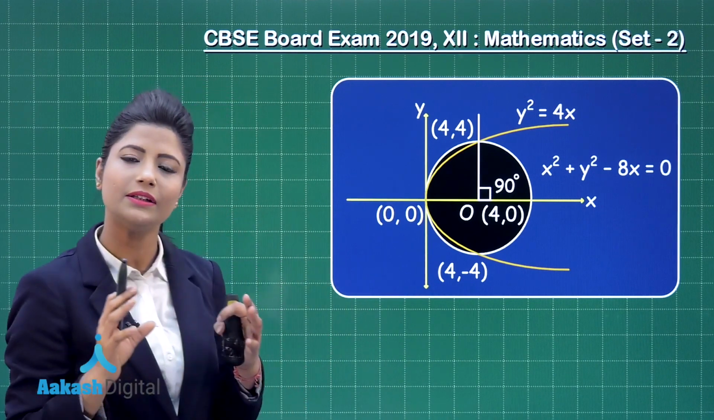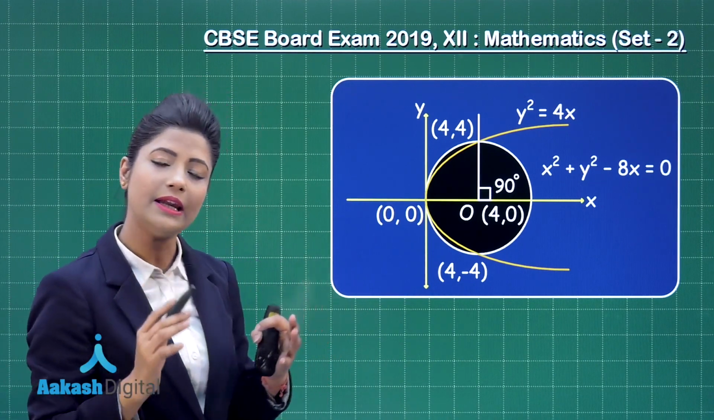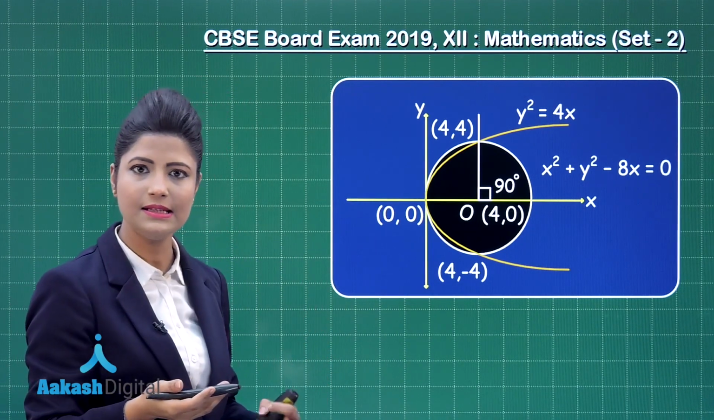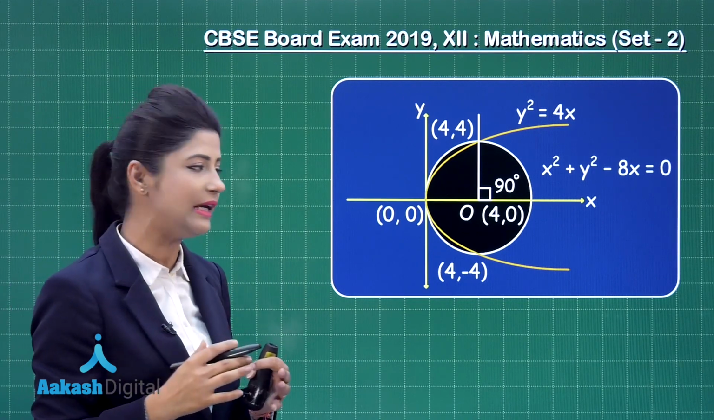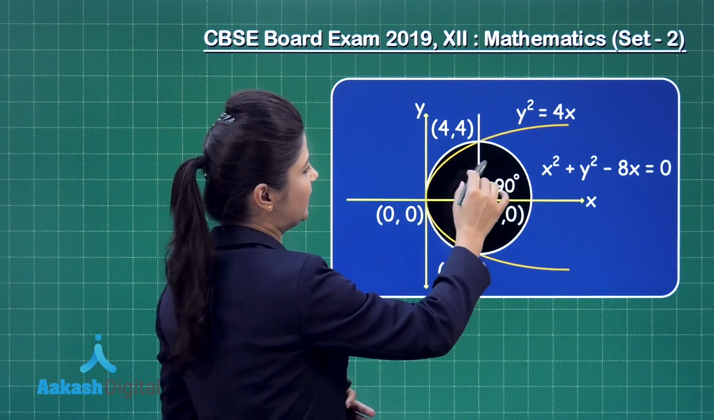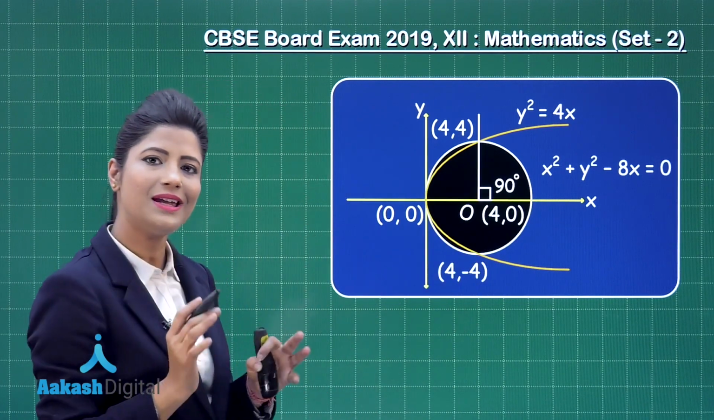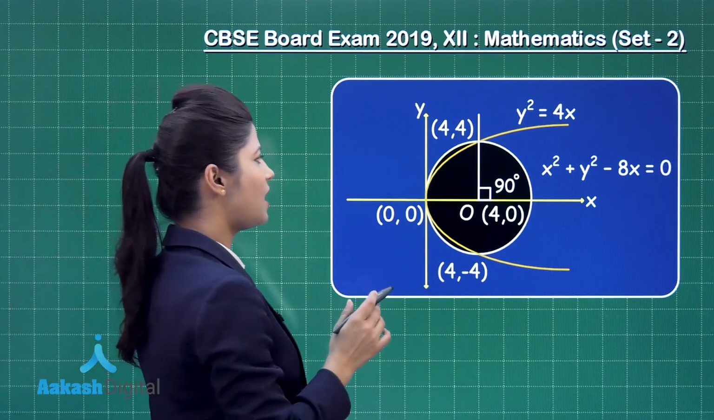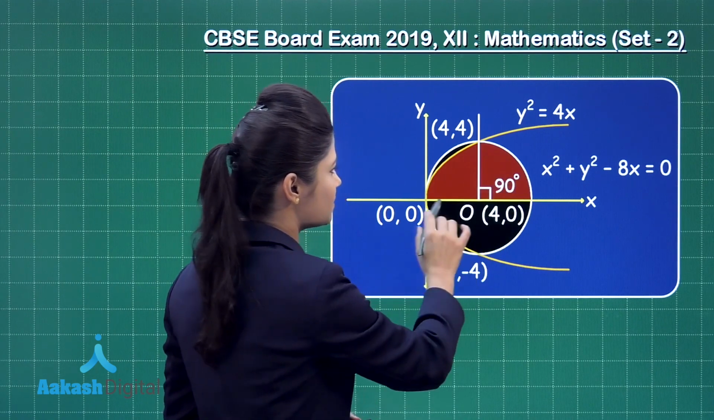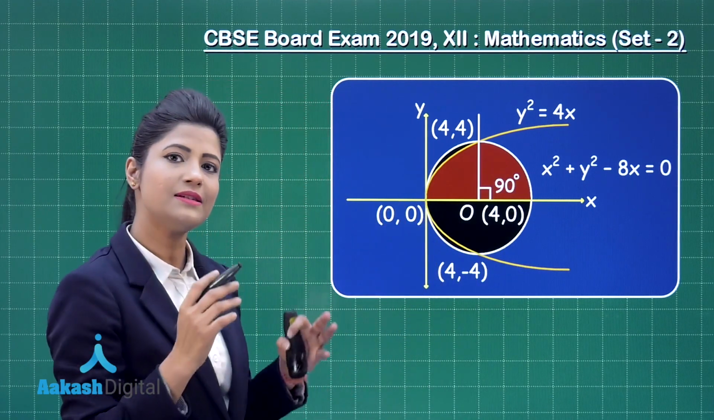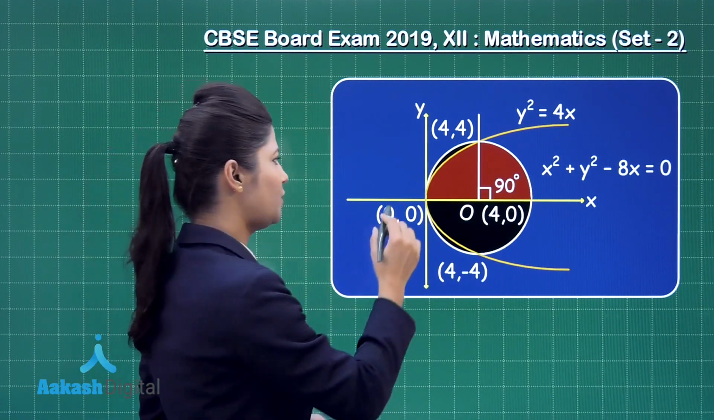When we are talking about the required area, the required area includes the area lying above the x-axis and included between the parabola and the circle. So what is the area included between the parabola and circle? That is this region. Now your task is to obtain this required area. How can you get that?